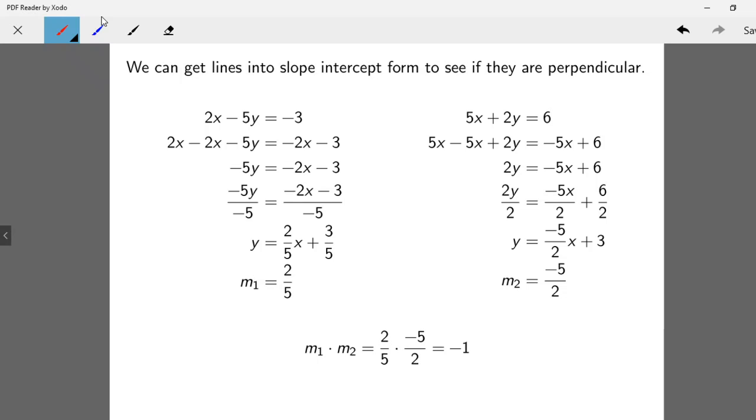5x plus 2y equals 6. We're going to start by subtracting 5x, and we'll get 2y is equal to negative 5x plus 6. We divide everything by 2, and we get y is equal to negative 5/2 x plus 3. So this second slope is negative 5 halves. We can see that their product is negative 1, so they are perpendicular.